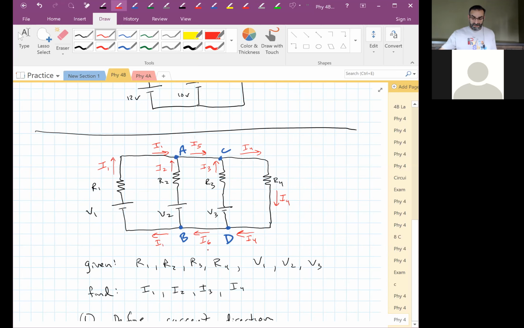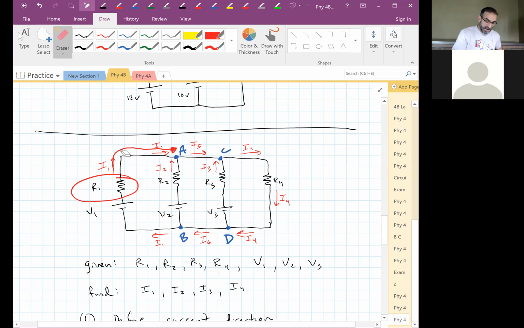So let's do A and B first. The current, there's no place for it to go. So we said that the current through this resistor is I1. So if the current through that resistor is I1, then just trace it. Then it has to be the same everywhere until you get to the next junction, which is right here. And going backwards, the same thing is true. It can't change until you get to a junction.